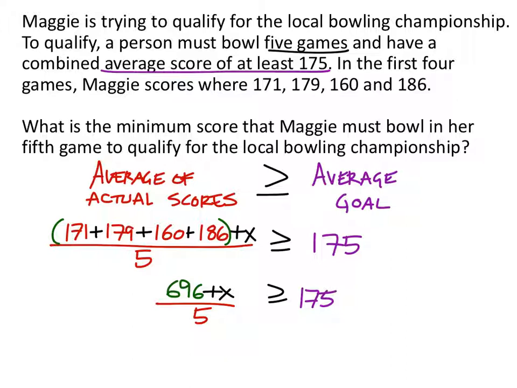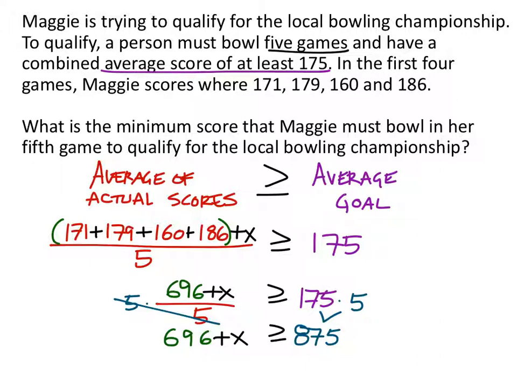Next thing I'm going to want to do is, it's kind of like making common denominators, but I'm really just getting rid of the 5 denominator by using the multiplicative property of equality and multiplying both sides by 5. So that cancels the denominator with that 5 I multiplied. So I have this new inequality now after multiplying 175 and 5 to get that 875.